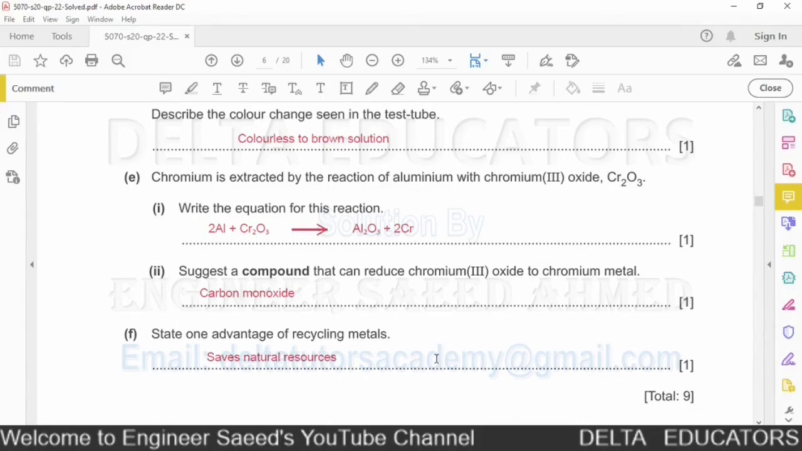Part F. State one advantage of recycling metals. One of the advantages of recycling metals is to save the natural resources. Okay, now it is the end of the question. Next question.